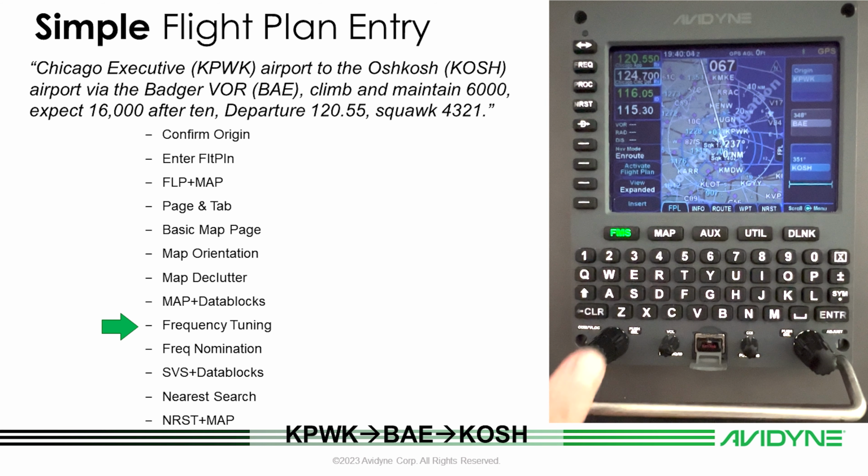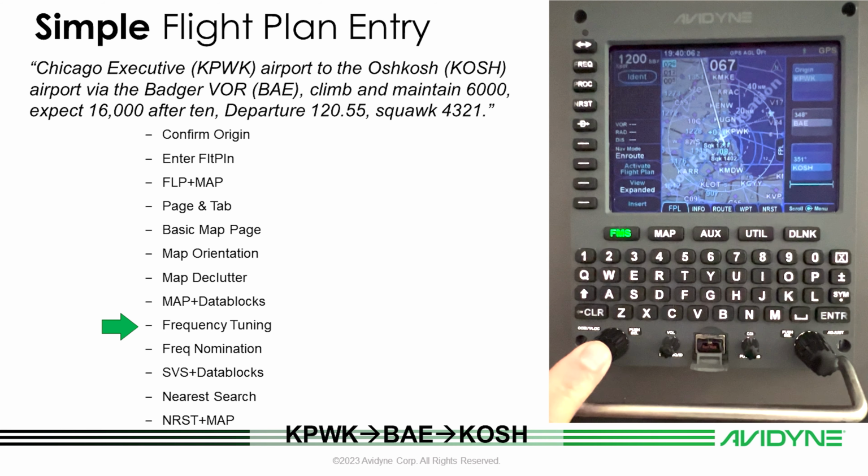When connected to a remote transponder, simply push the left tuning knob twice to bring up the transponder data block. Touching the transponder code window brings up the remote transponder control panel. Use the touchscreen or the keyboard to enter the squawk code, in this case 4321, then hit the Alt key to enable.